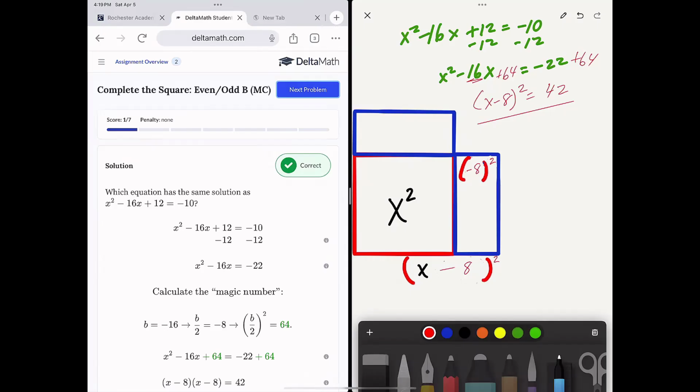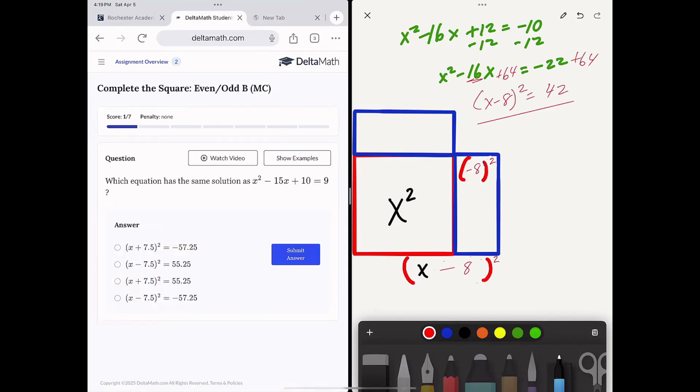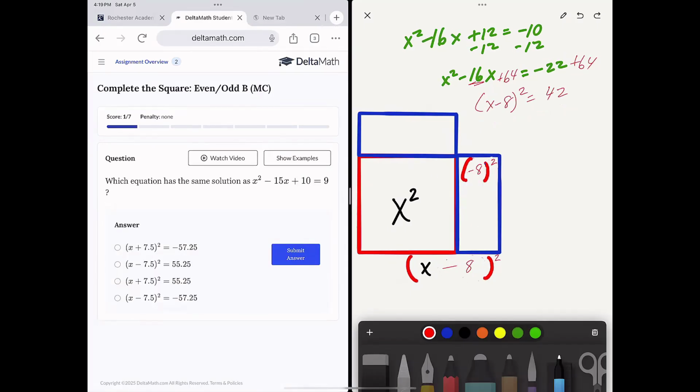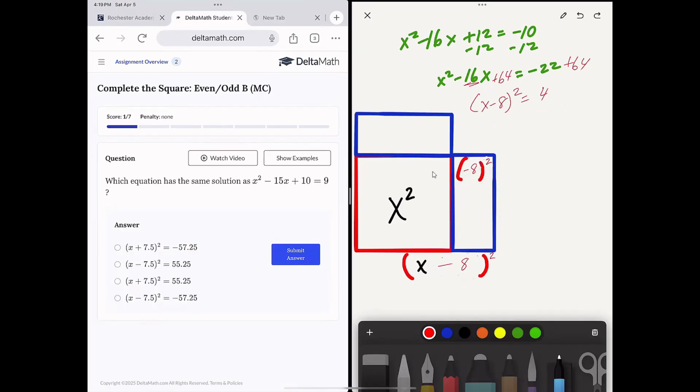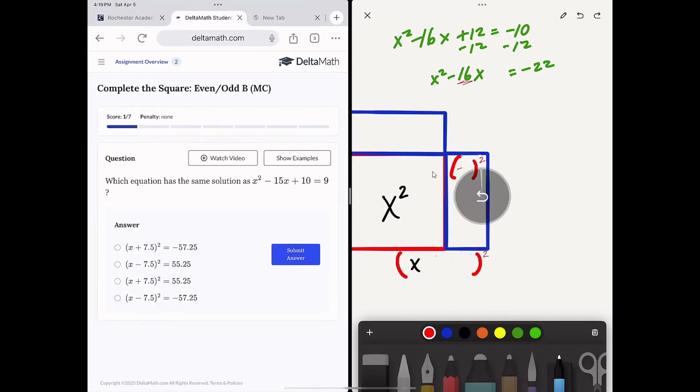Okay, let's do another one. Go to the next problem. I am just going to be reusing this box, because once I understand what this box is doing, I'm pretty much done. All right, so let me get this.